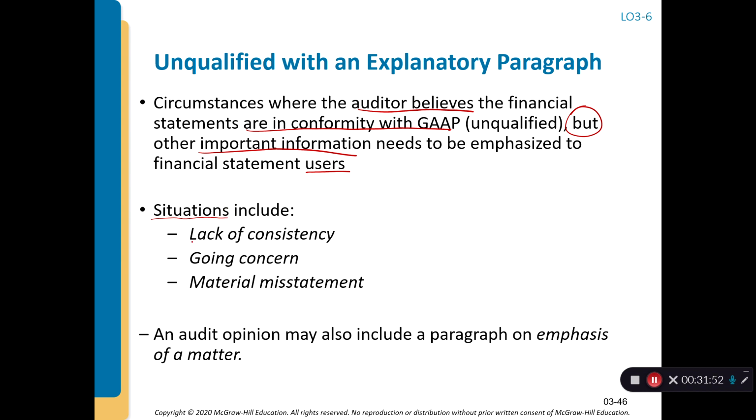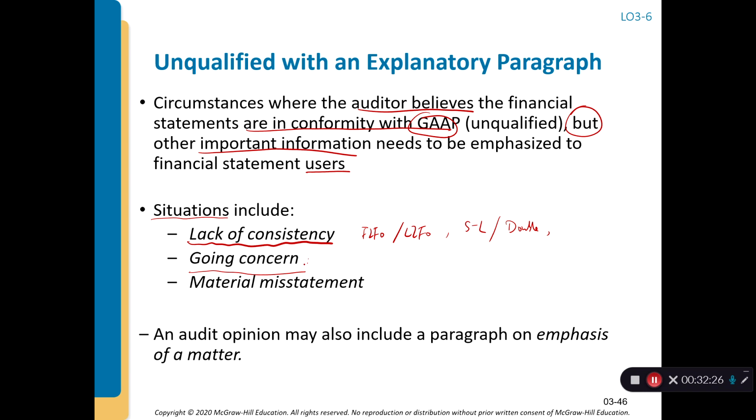First of all, it could be a lack of consistency, meaning that this year, okay, they play with GAAP, right? This year they use FIFO, next year they use LIFO. This year they use straight line, next year they use double declining. Those choices seem always chosen for the benefit of making net income increase. So this lack of consistency will be notified by an auditor to the investors.